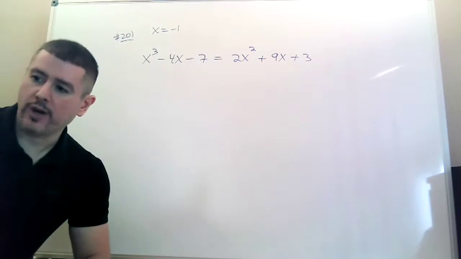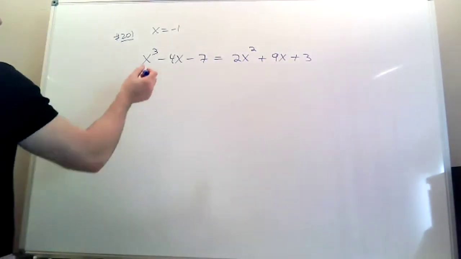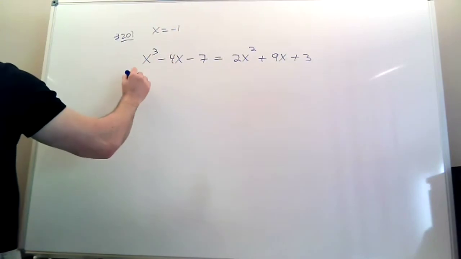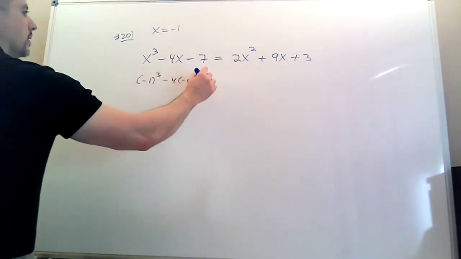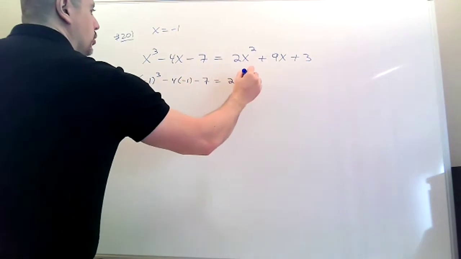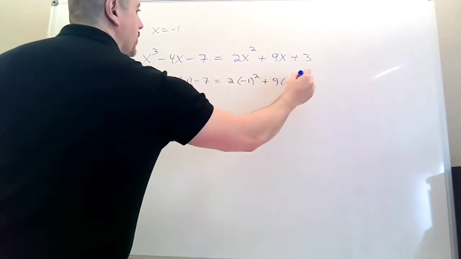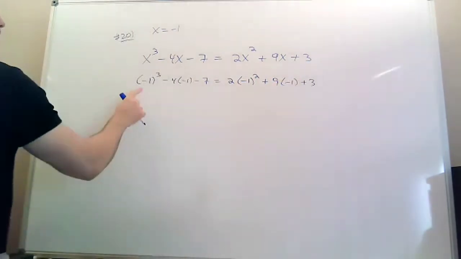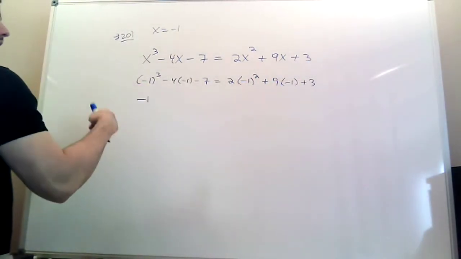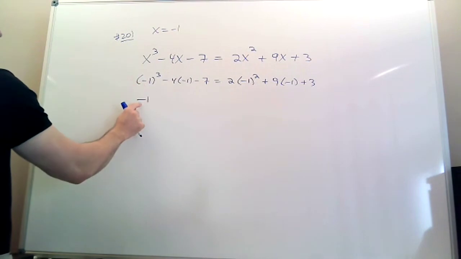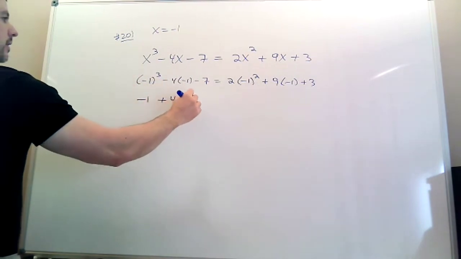So question 20 is, I don't want to say it's a gift, but it's not difficult. Everywhere you see x, you put -1, right? You are checking if it's a solution. Just like on the final, you will not be plugging in -2. You will not be plugging in anything other than -1. Now you're going to do -1 to the 3rd power. That's -1, right? 1 times 1 times 1, and you have 3 negative signs, so that's negative. -4 times -1 is +4.